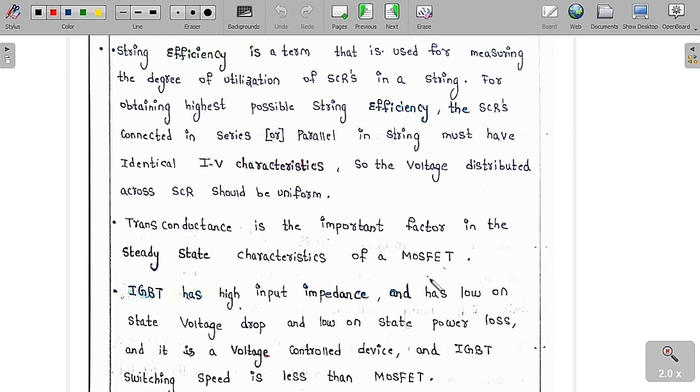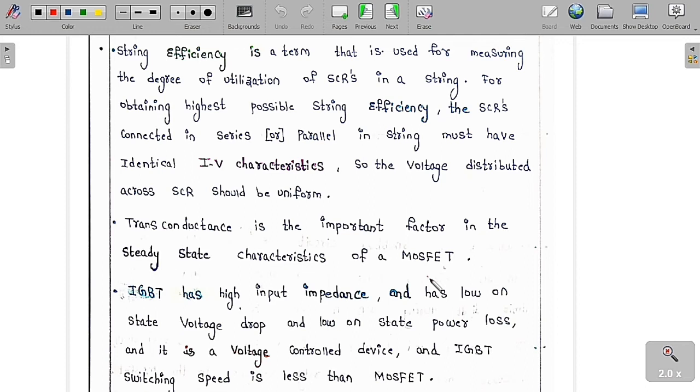I already told you the MOSFET has the highest input impedance, the on-state conduction loss is very high, and the switching losses are very low. Secondary breakdown is not at all possible in the MOSFET because MOSFET is a positive temperature coefficient device. And the power dissipated is a function of the drain to source capacitance. So these are some of the important facts of the MOSFET.